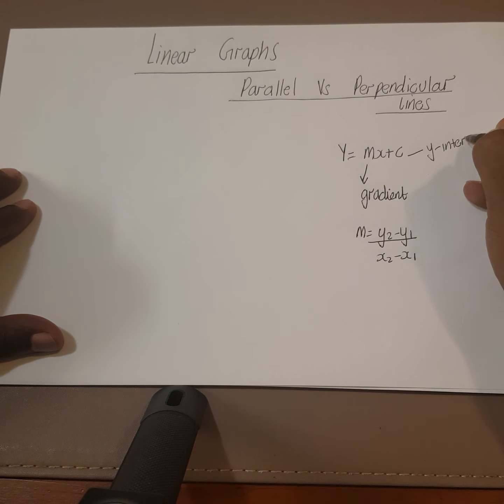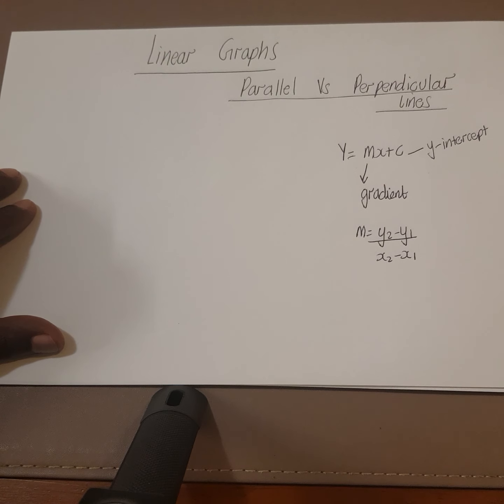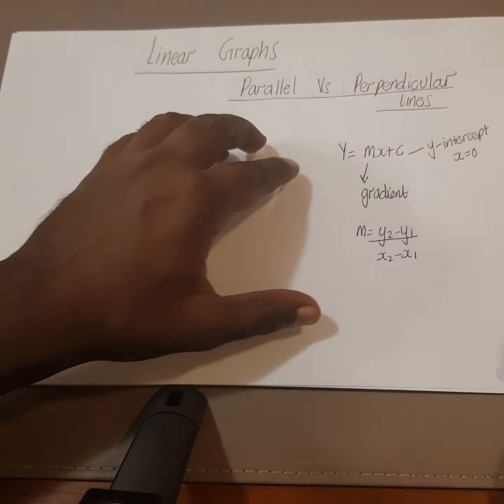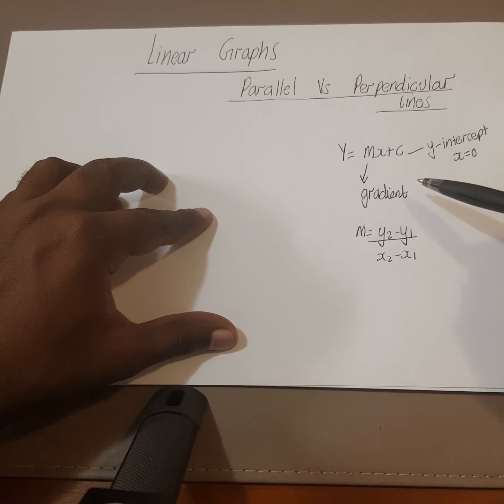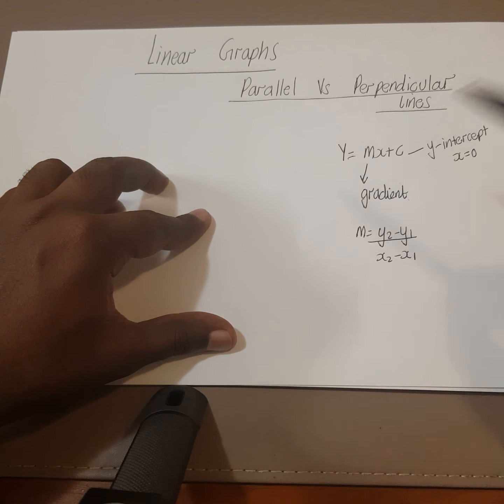From our basic understanding, the y-intercept is the point on a graph where the line cuts or intersects the y-axis, and in the y-intercept, the x-coordinate is 0. So that's a bit of basic understanding. The reason I wanted to touch base on gradient again is that it is what determines if lines are parallel or perpendicular. The concept is in the gradient.